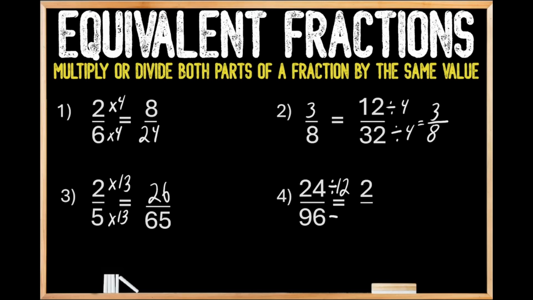So we're going to do the same thing to our denominator as well. And when we divide 96 by 12, we get 8 for the equivalent fraction of 2/8. So 24 over 96 is equivalent to 2/8. So hopefully by now you understand how to find the missing number of an equivalent fraction.